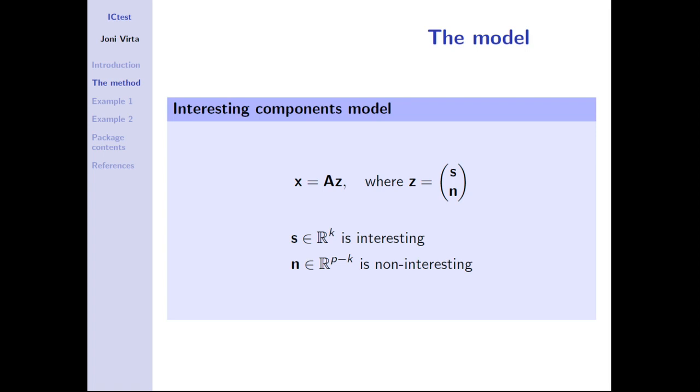So the model is a basic latent factor model where the latent variable z contains two parts. The s is interesting and the n is non-interesting. And what that means in practice depends on the situation. But s is something we want to find and n is something not important.